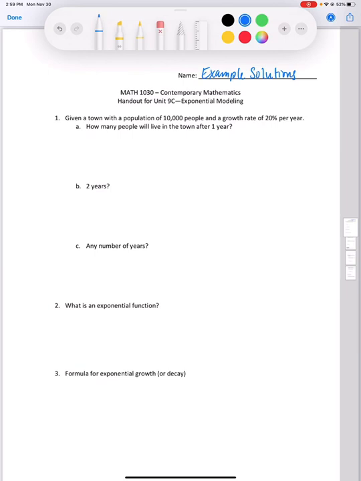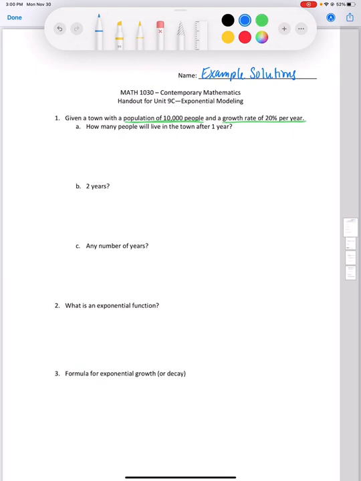So we're going to model this town population with an exponential model. Given a town population with 10,000 people and a growth rate of 20% per year, how many people will live in the town after 1 year? So a couple of key things from our problem: the population is 10,000 people, and the growth rate is 20% per year. This is an exponential situation because the increase is by the same relative amount, 20% every year. So it takes how many people are there and increases that by 20%. So how many people will live in the town after 1 year?